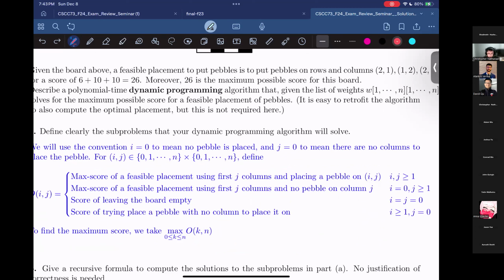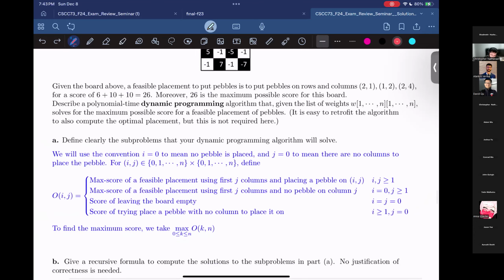And i equals 0, j equals 0. That's just the score of leaving the board empty. And i is bigger than or equal to 1 and j is equal to 0. That's the score of trying to place a pebble with no column to place it on. Is the subproblem clear to everyone in terms of how we're going to approach this issue? If you guys want me to go over it again at any point, please let me know.